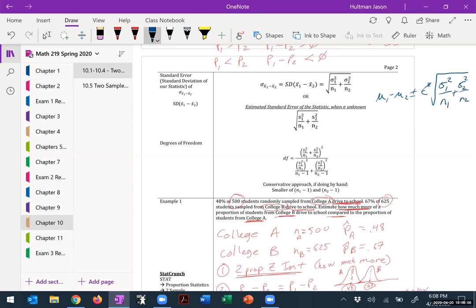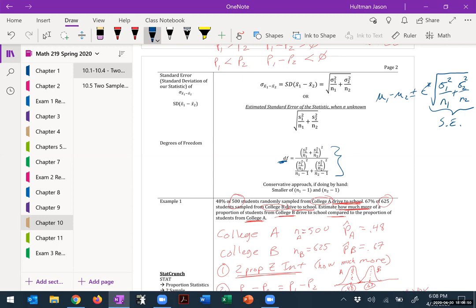I'm comparing the standard deviation of one population over n to the standard deviation of the other one, squared over the number of items in that second population, and then I'm adding them together and square rooting the whole thing to get what's called the standard error. Now, you will not have to do this by hand. We're going to let the calculator and StatCrunch do this for us, especially since the next computation is rather complicated and convoluted. To find the degrees of freedom, it's not as easy.